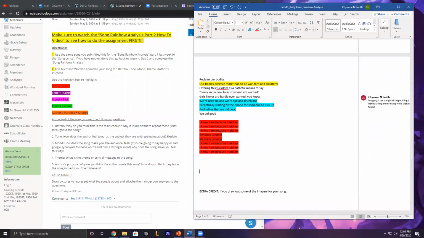And then you're going to want to answer your questions below the song. So make sure you number them. I'm going to number it 1 and then label it refrain. The question asks, why do you think this is the main chorus? Why is it important to repeat these lyrics throughout the song?